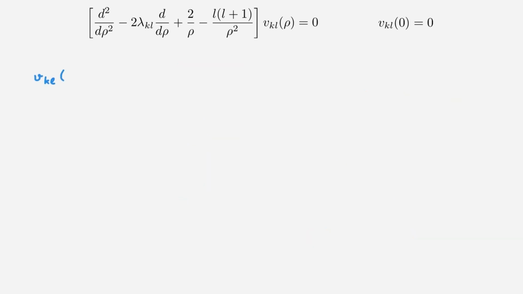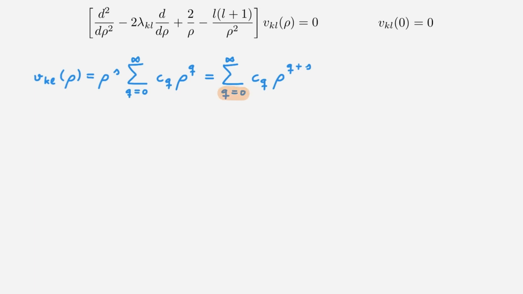We will write v as a power series. We set it equal to rho to the power s, and then a power series in rho. We can also rewrite it by taking the power s inside the sum. Without loss of generality, we start the sum at q equals 0, which means that we choose C0 to be the lowest non-zero expansion coefficient, so that the lowest power in the expansion is this s here. This choice will not affect the final answer, but it's a convenient way to write the power series.